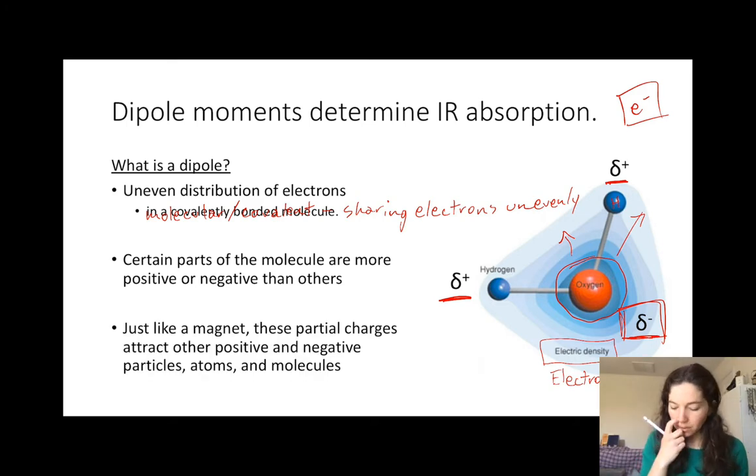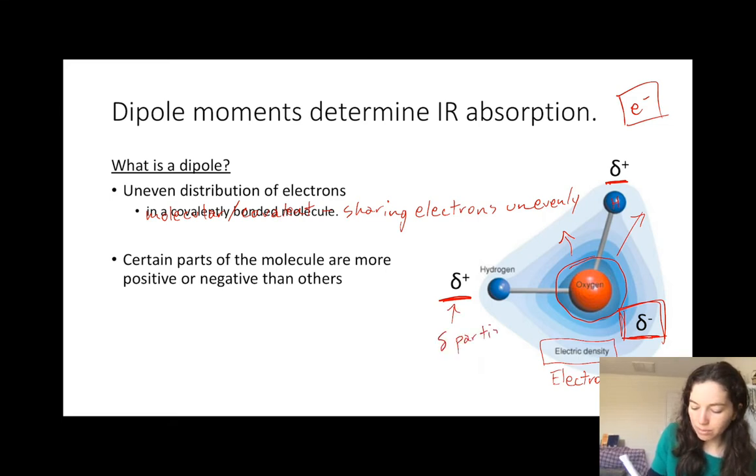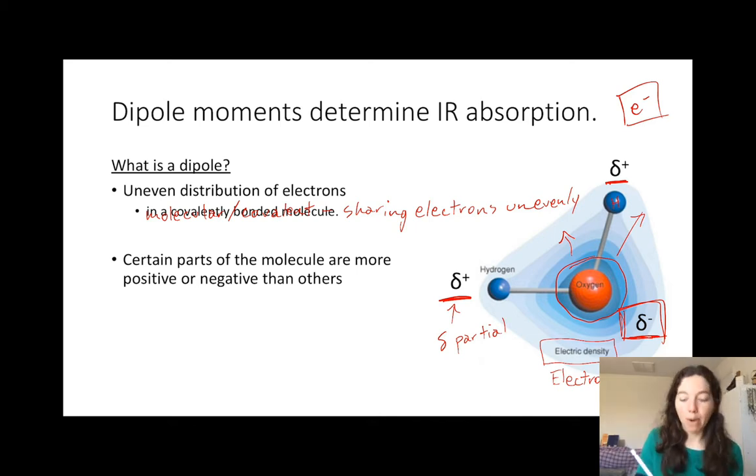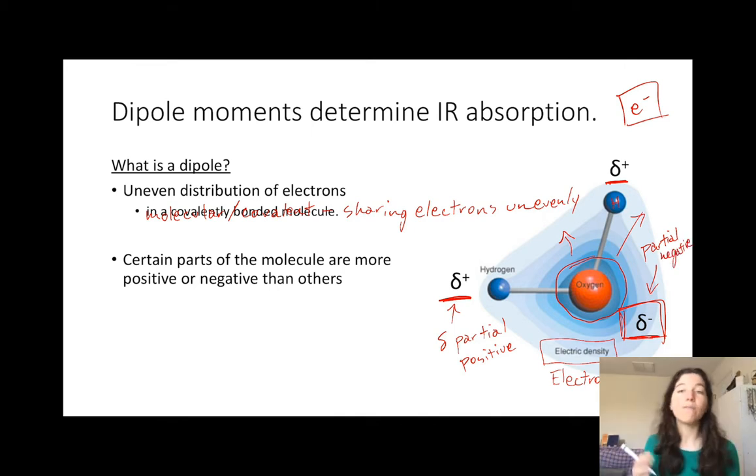Okay, so we denote this as partial charges. This symbol here means partial charge. So we could say a partial positive in this case, or a partial negative in this case. Partial negative charge. So it's not a full negative or a full positive, it's partial. It's just a little bit.